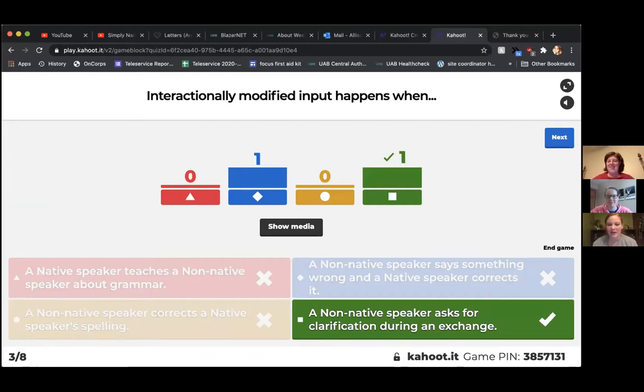So non-native speaker says something wrong and a native speaker corrects it would be output modification. I even had that. Yeah, so I know it's very tricky. So you can just think of it as a non-native speaker saying something is output. So they're being corrected. So that's output modification. And then a non-native speaker asks for clarification. That would be a native speaker saying something. So that would be input to a non-native speaker.